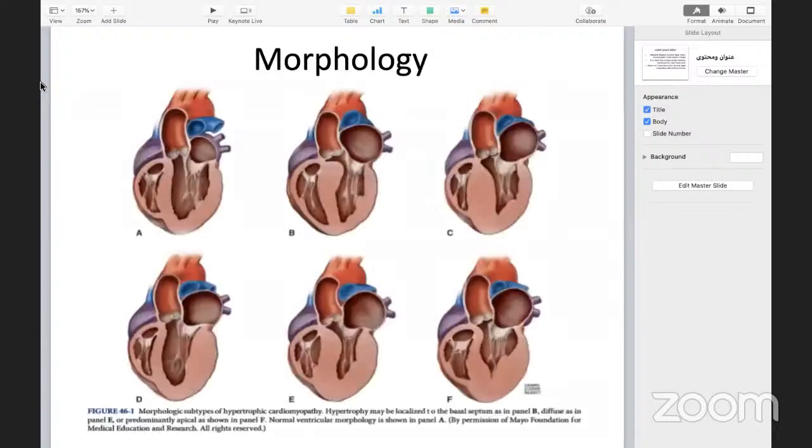This is a picture of the morphology of hypertrophic cardiomyopathy. It might be apical, it might be diffuse, it might be in the basal septum only, and this can usually be differentiated on echo, as Dr. Amay mentioned before and explained.